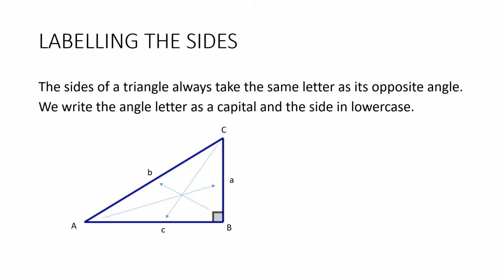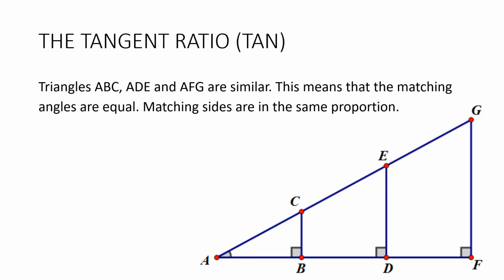Now recall that the sides of a triangle always take the same letter as its opposite angle. So here we've got triangle ABC, and opposite angle A we have side a. Opposite angle B we have side b, and opposite angle C we have side c. And here's the notation: we write the angle letter as a capital and the side in lowercase.